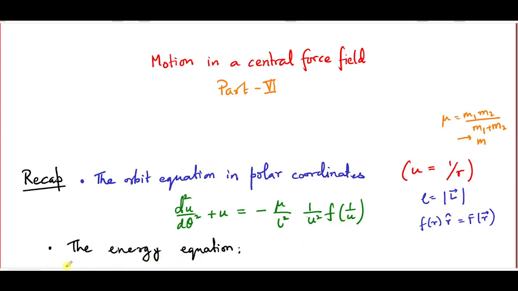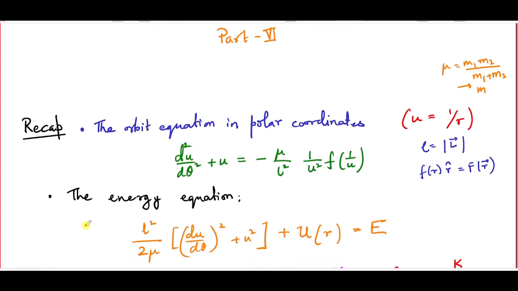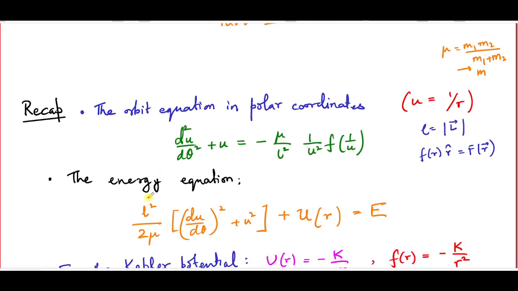Now another very important equation which has been recast using u as the variable is the equation for the total energy. That works out to be L²/2μ × [(du/dθ)² + u²] + U(r), the potential energy as a function of r, or you could write this entirely in terms of small u by writing that term as U(1/u). This whole sum is equal to the total energy E, which is a conserved quantity for the motion.